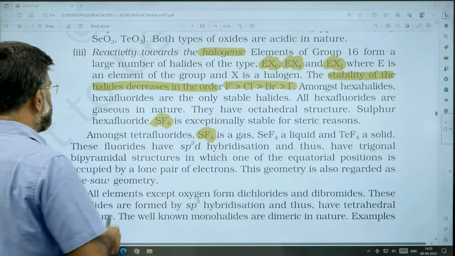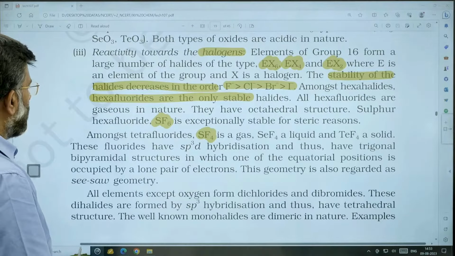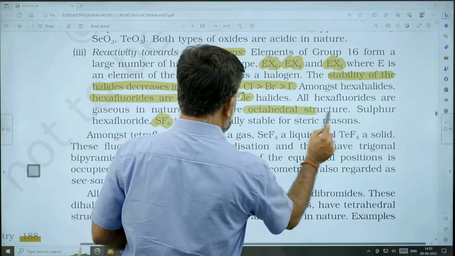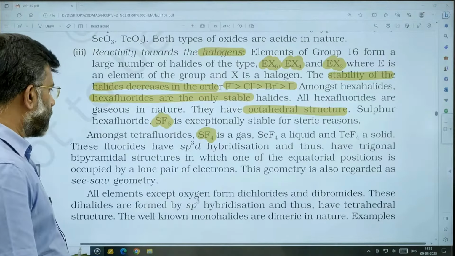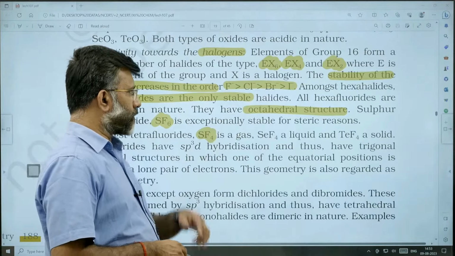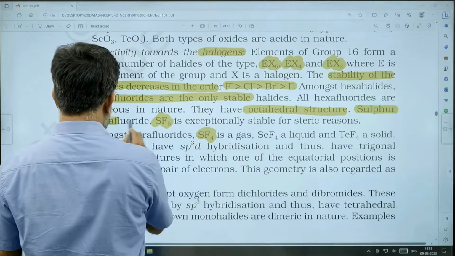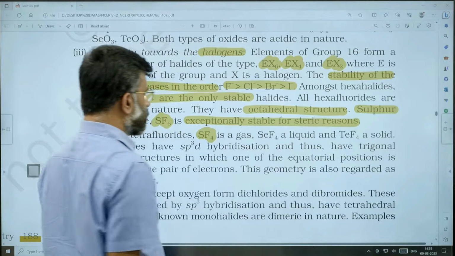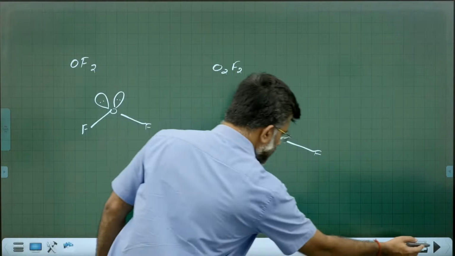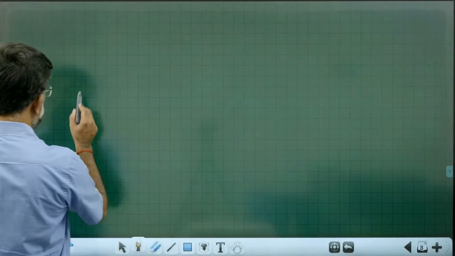Among hexahalides, hexafluorides are the only stable ones. They are all gaseous in nature. They have an octahedral structure and sp3d2 hybridization. Sulfur hexafluoride is exceptionally stable due to steric reasons. All of you know regarding SF6. This is the SF6 molecule, which is exceptionally stable.